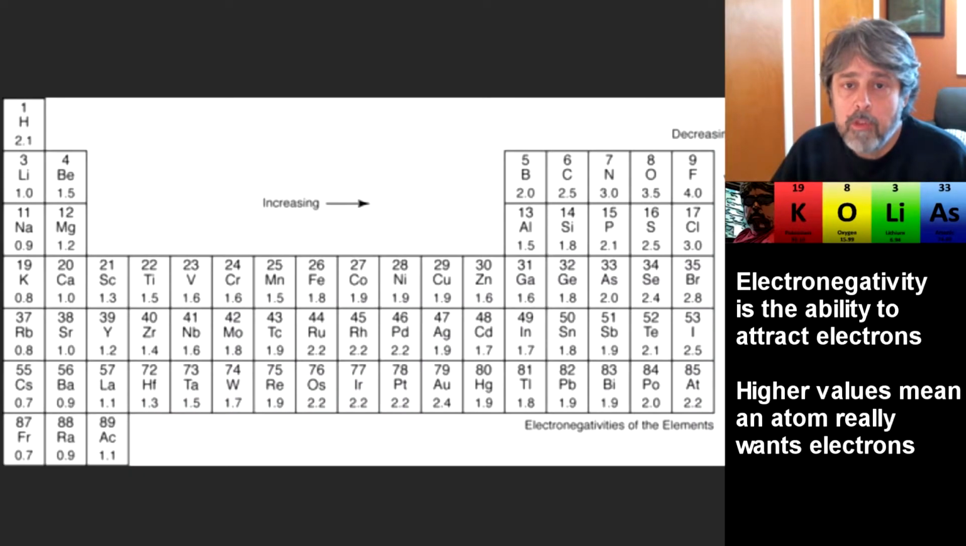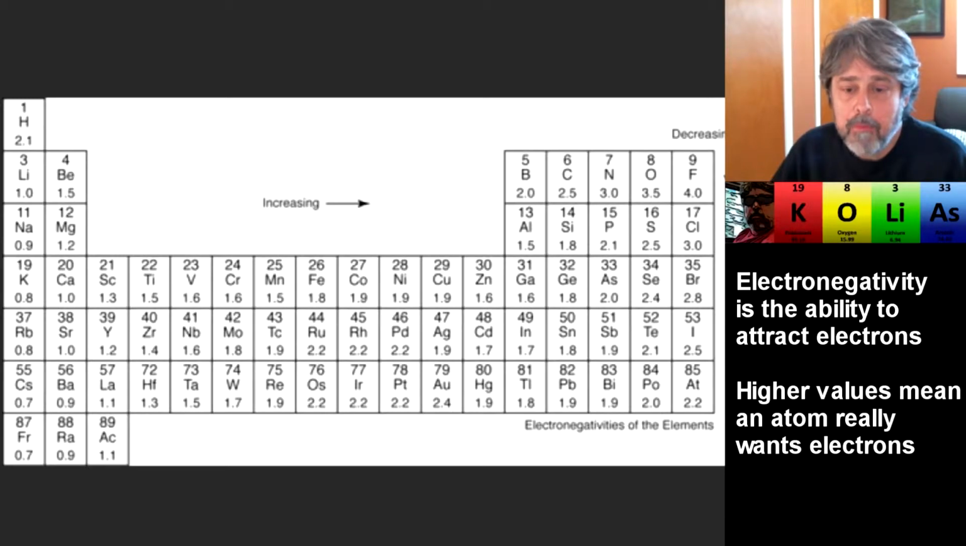We're going to use this chart on electronegativity to determine if bonds are polar or nonpolar. We talked about this a couple months ago, and remember, electronegativity is the ability of an atom to attract electrons. So look over here, fluorine up in the right corner has an electronegativity value of 4. That's the highest one on the entire periodic table. That means fluorine wants electrons more than any other atom.